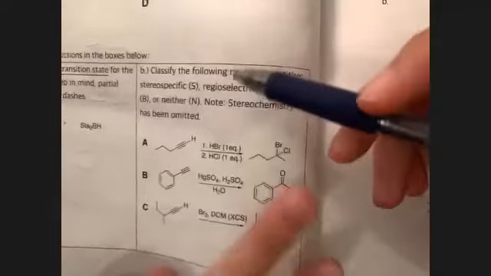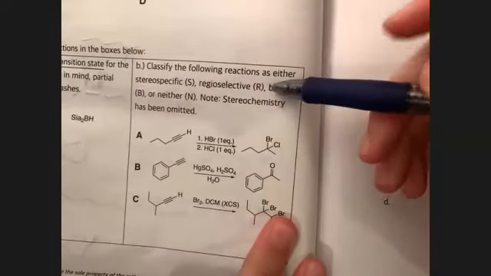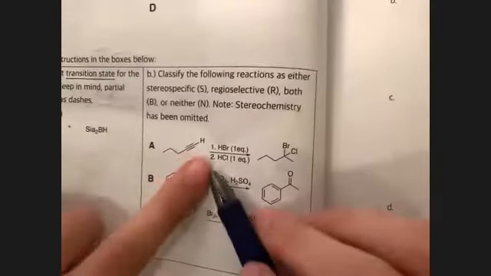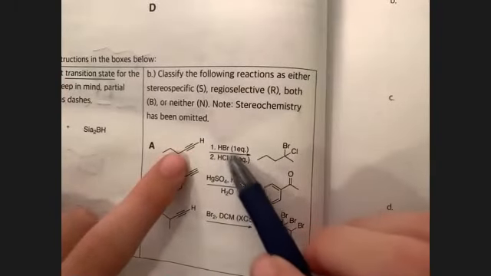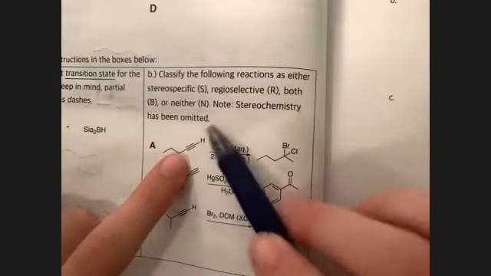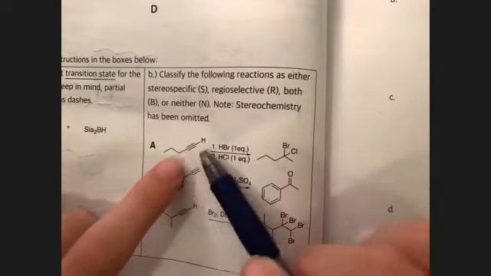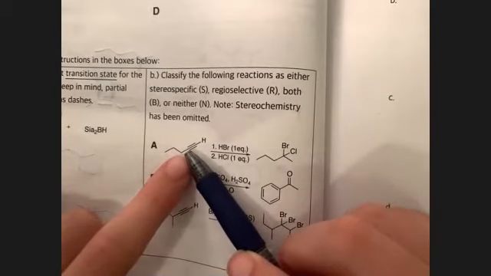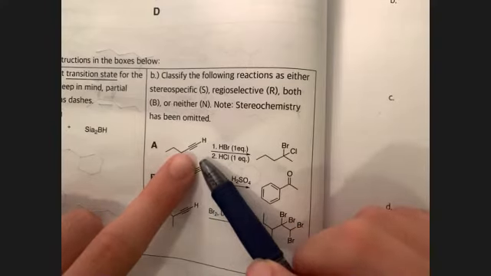Okay, let's talk about B. I always like talking about these. Classify the following reactions as either stereospecific, regioselective, both, or neither. So for A, it's still a hydrohalogenation. We grab this proton. We do follow Markovnikov's rule. Remember, we're forming that more stable carbocation, so that's a regioselective thing. But are we stereospecific? Was there syn addition, anti-addition, bridged intermediates? No. So this is really just a regioselective reaction.